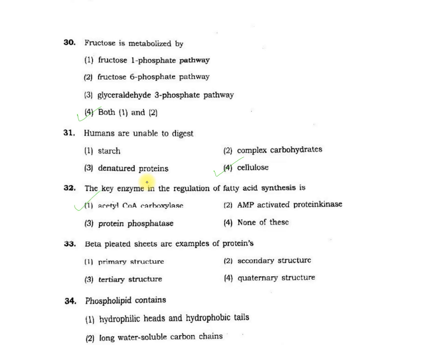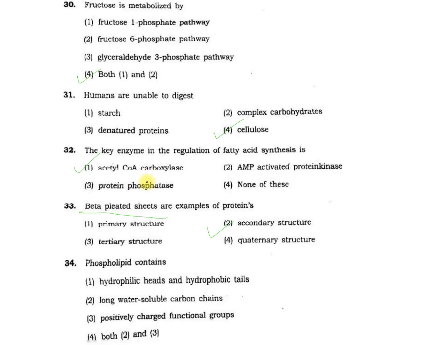Question 33. Beta pleated sheets are examples of proteins. Number 1, primary structure. Number 2, secondary structure. Number 3, tertiary structure. Number 4 is the quaternary structure. So here the beta pleated sheets are seen in the case of the secondary structure of the proteins.